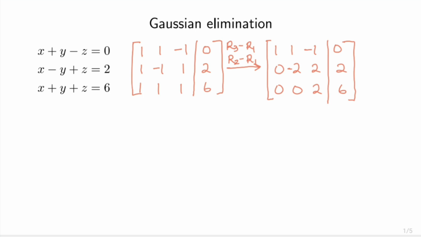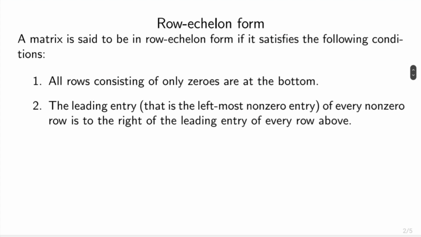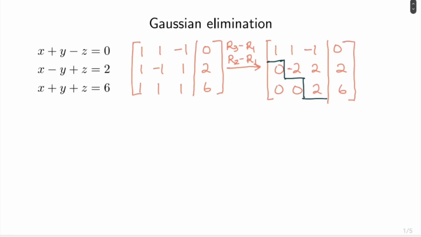So if our goal is to solve this equation, then at this stage we can pause. At this stage we put our matrix in what we call row echelon form, and we call it row echelon form because of the structure we have here, this staircase structure. So the rules for row echelon form are the following. The first rule is that all rows consisting of only zeros are at the bottom. So if we happen to have any row that consists of only zeros, then in row echelon form, it's supposed to be the last row of the matrix.